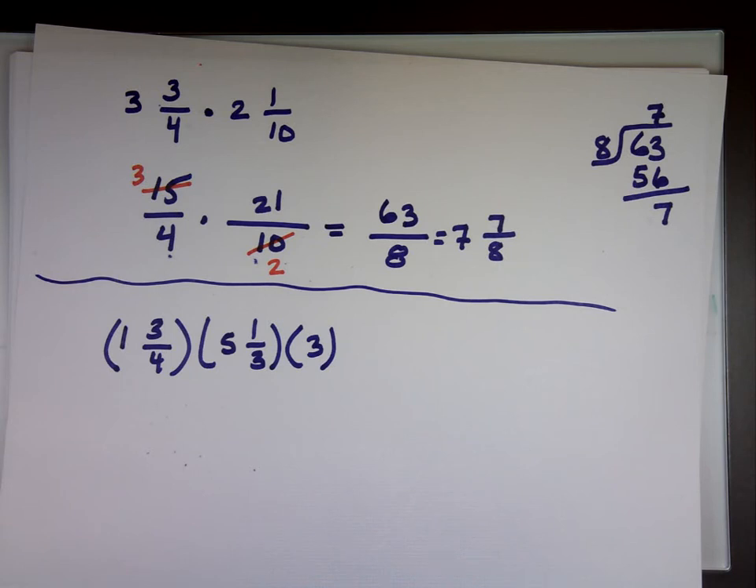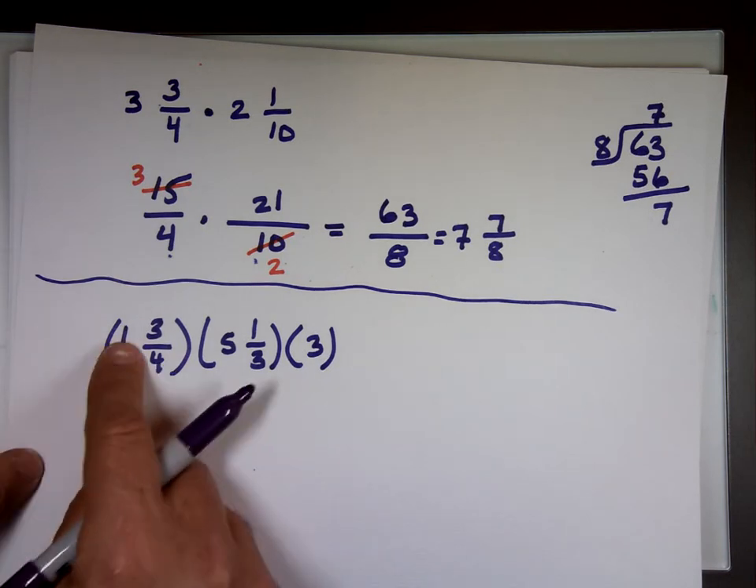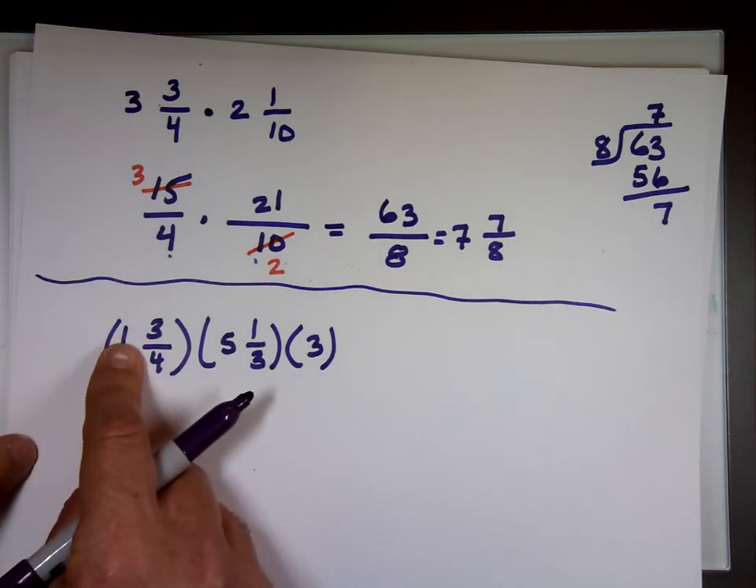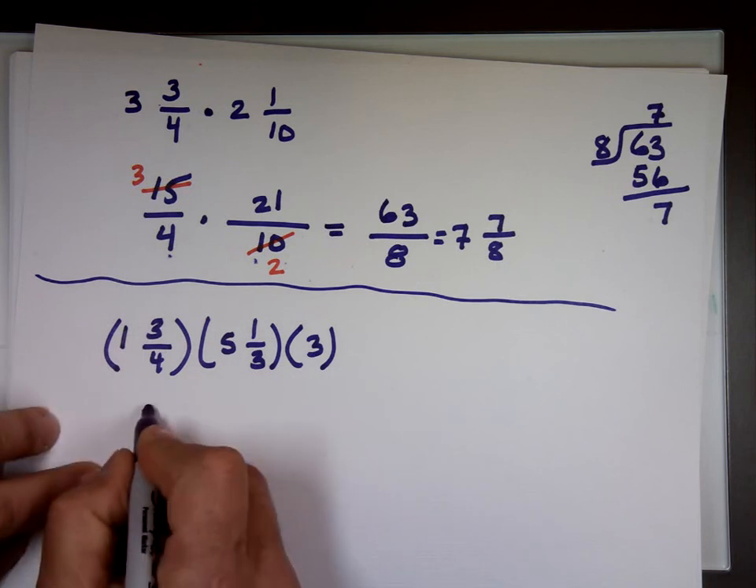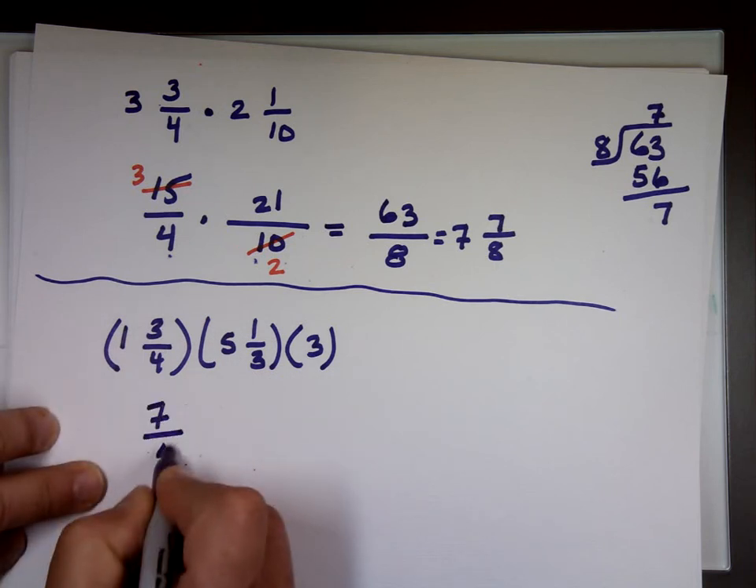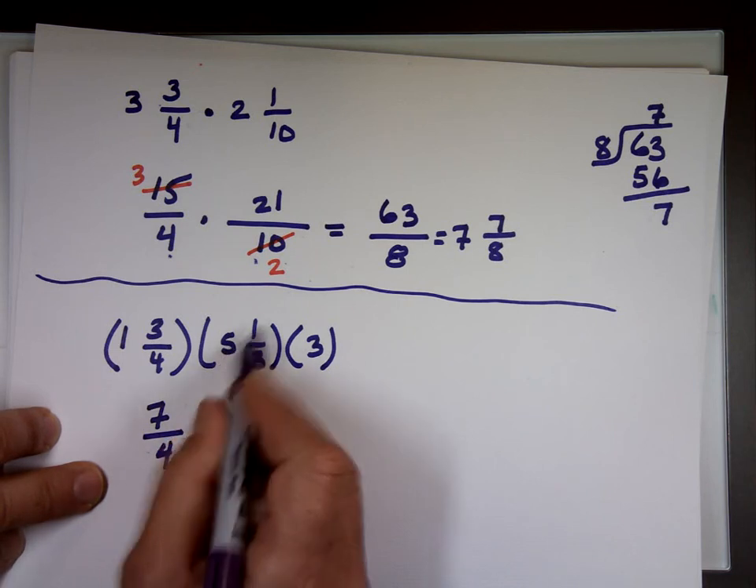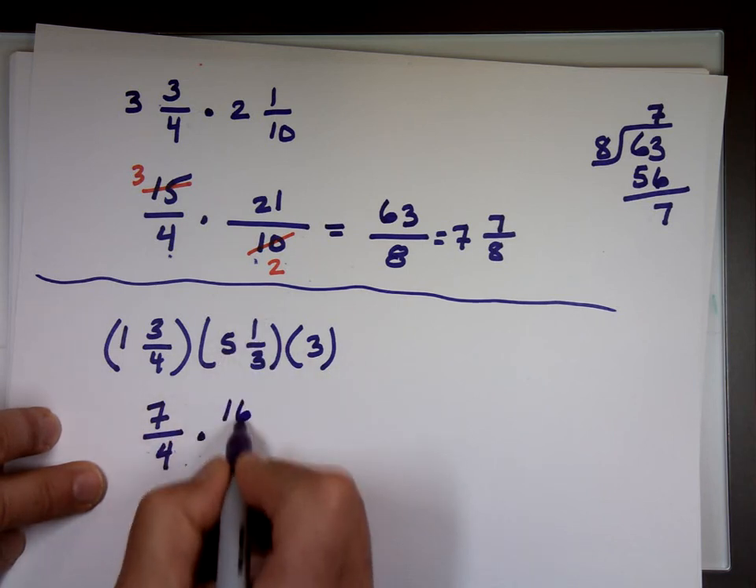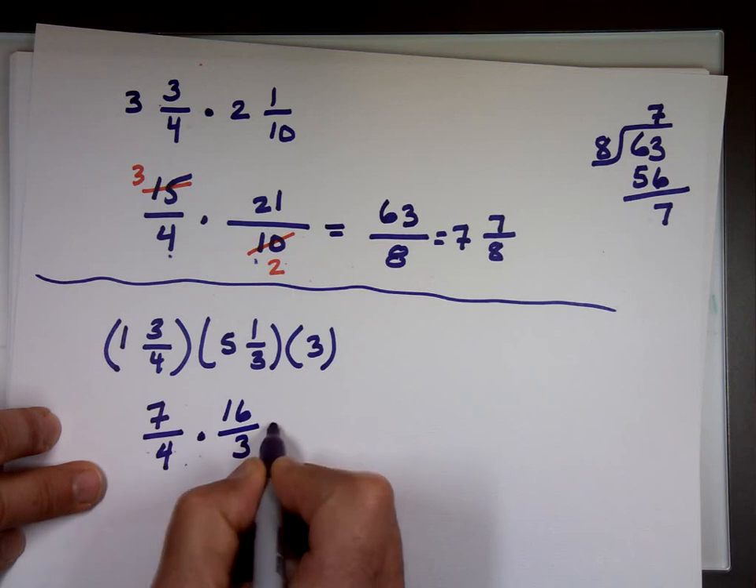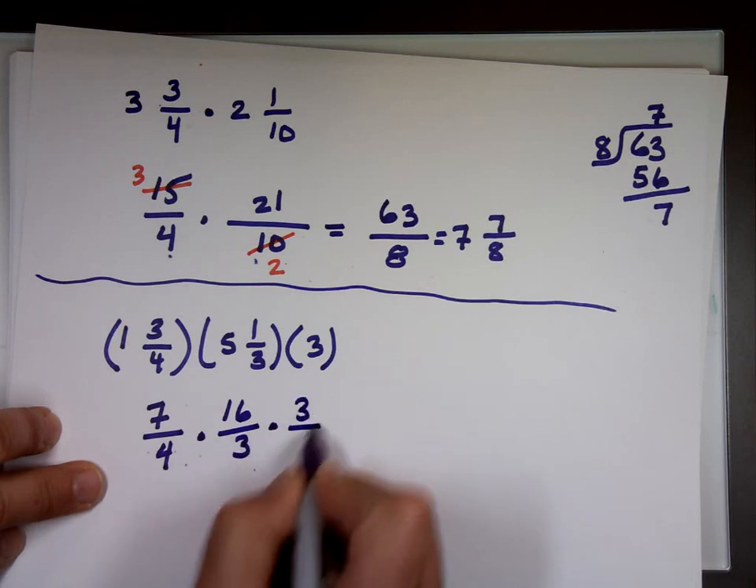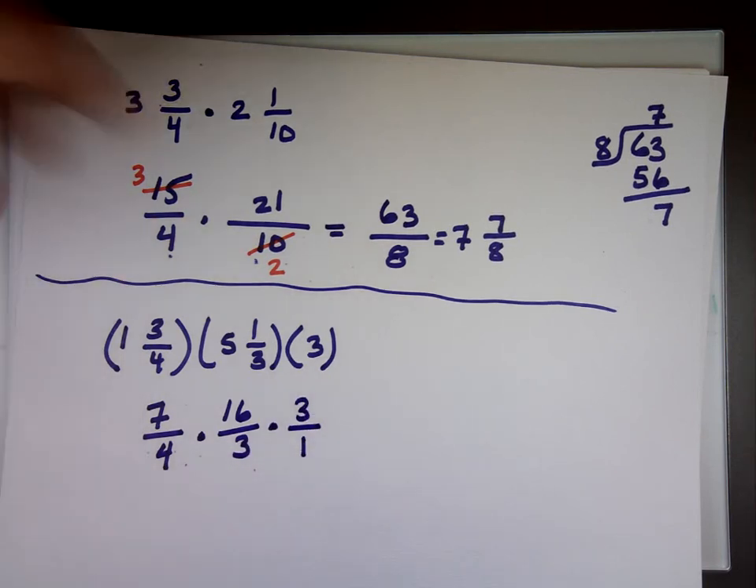Now we're going to change them to improper fractions again. Let's see. 4 times 1, 4 and 3, 7. 3 times 5, 15, and 1, 16. Times the 3. 3 over what? 1. 3 over 1. Anything is over 1.